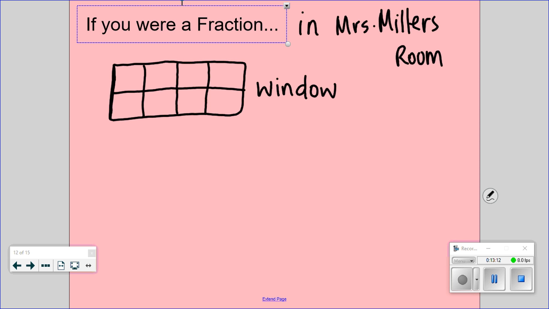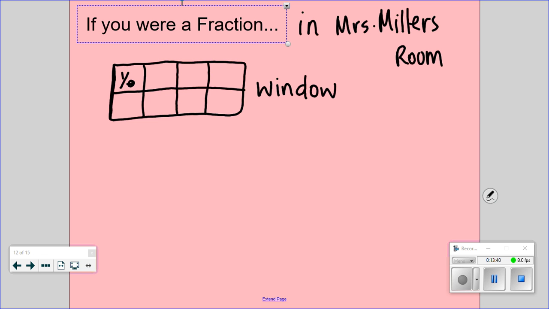The window is split into fractions. One way we know is we have the whole window and it's partitioned or split up into smaller sections. Also, all those sections are the same value. How would I write a fraction to show one window pane? What is this one window pane worth as a fraction? Shelby?